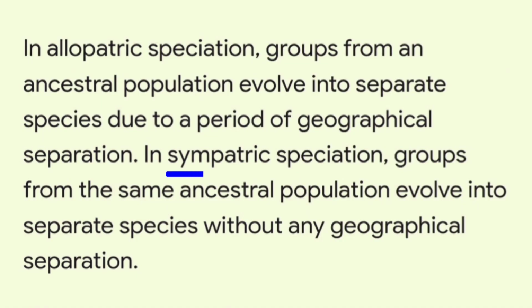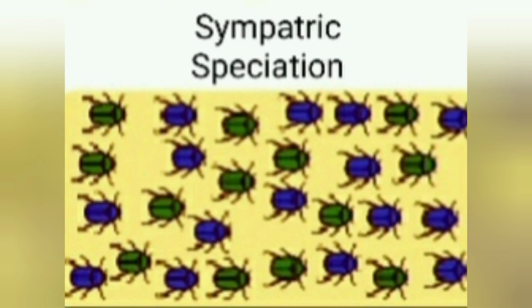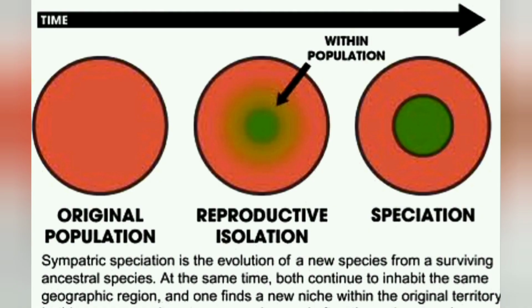On the contrary, in sympatric speciation, character displacement will take place. What happens here? In sympatric speciation, groups from the same ancestral population evolve into separate species without any geographical separation. A small segment of the original population becomes isolated reproductively. It is the formation of species within a single population without geographical isolation.